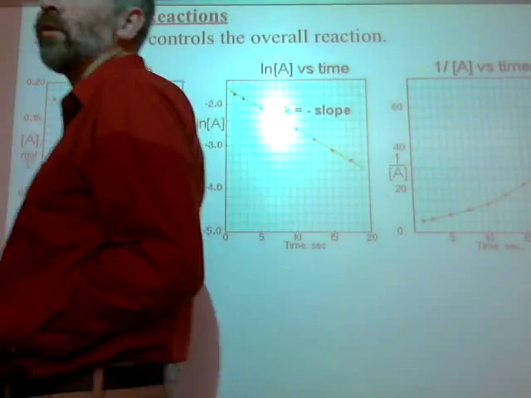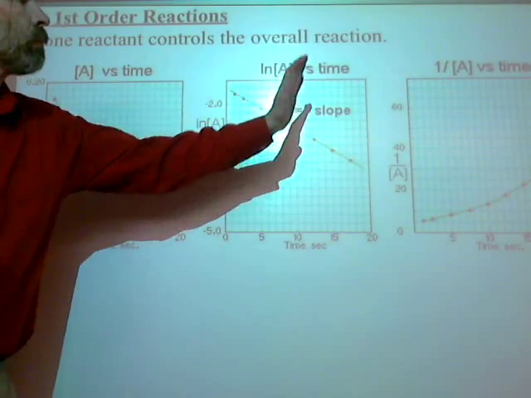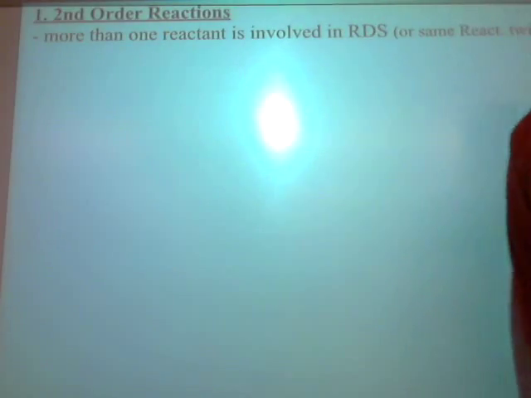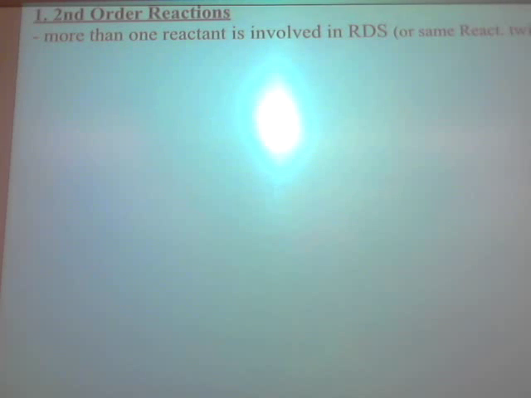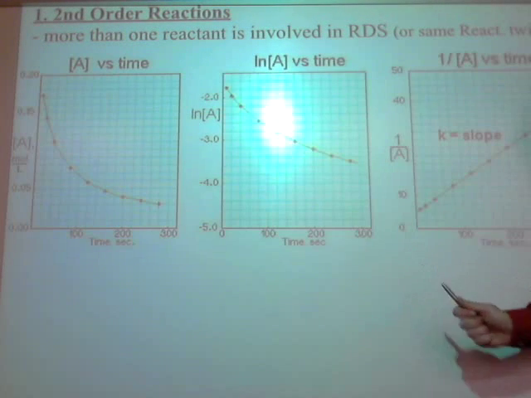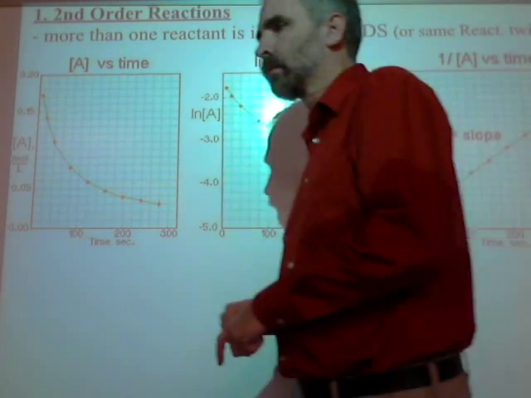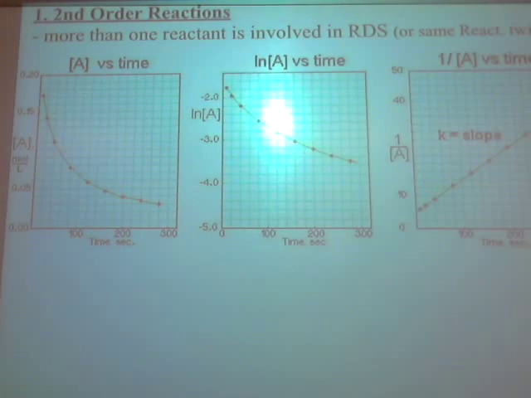And finally, remember, for each one I have to do all 3 graphs. If I do a second order reaction where I have more than one guy involved in the slow step, guess what? You graph him, 1 over A will give you a straight line. Notice something else about 1 over A. It also gives you an opposite slope. It gives you a positive slope instead of a negative slope. That's going to be important in a minute too, when I kind of summarize all this together.